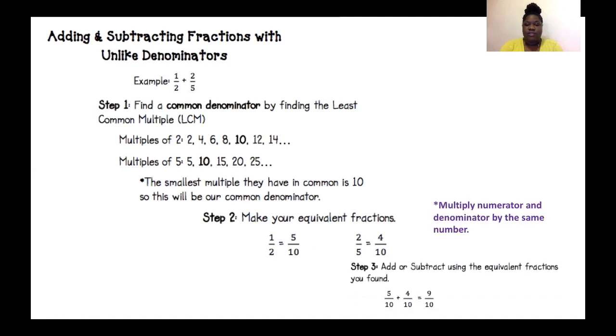Then I add those two together. I take 5/10 plus 4/10, and I add my numerators going across. 5 plus 4 is 9, and my denominator stays the same because there will be 10 equal parts in one whole, so that number stays the same.